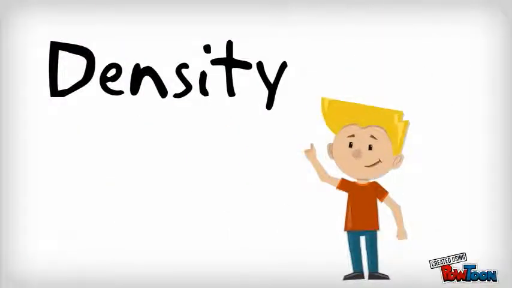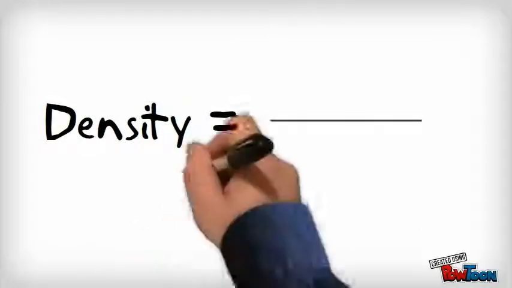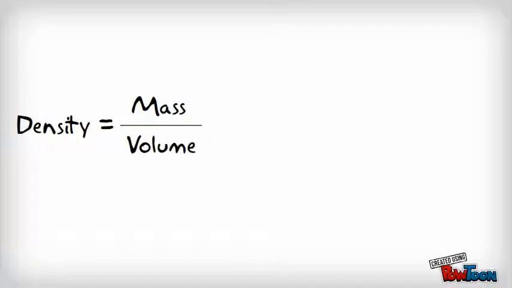Hi. Today we're going to explore the concept of density. When most people hear density, they think of mass divided by volume. Well, that's the formula for density, but what does it actually mean? Simply stated, density is a ratio of an object's mass and volume.